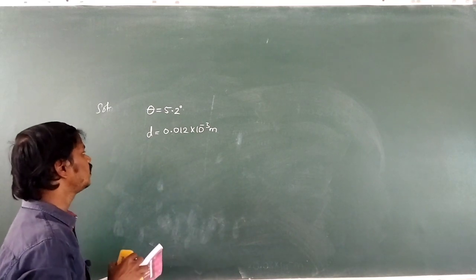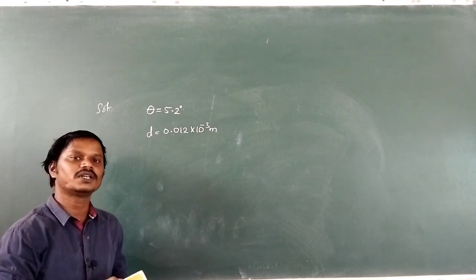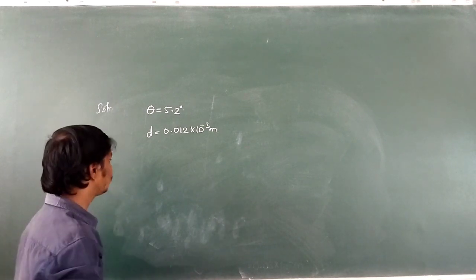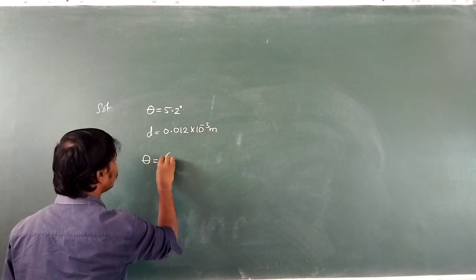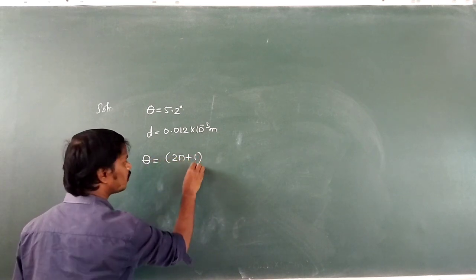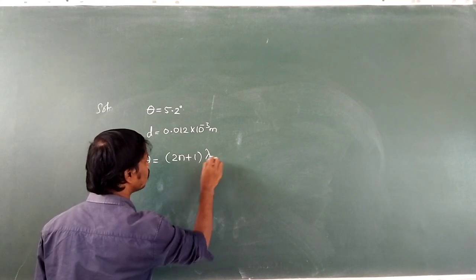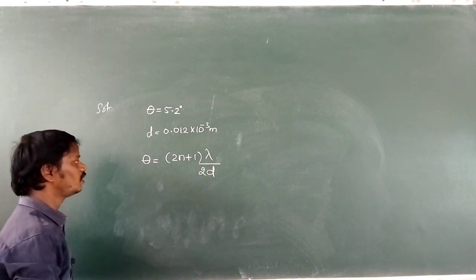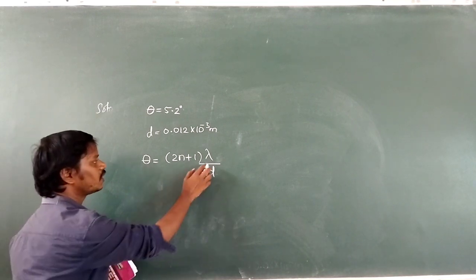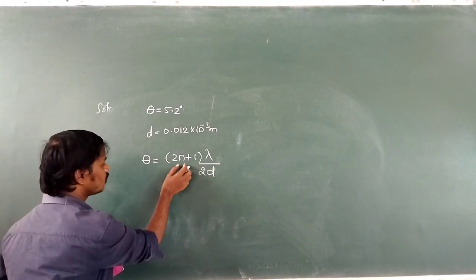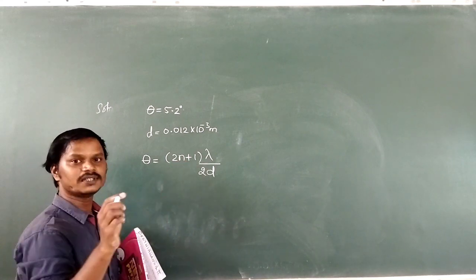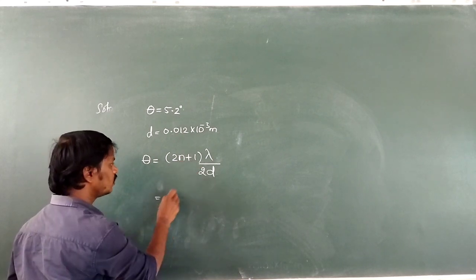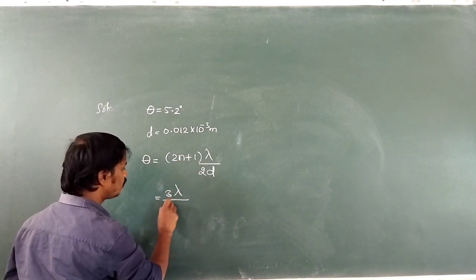So how to find the wavelength of the incident light? What is the formula used to find the angular position of diffraction maxima? That is theta is equal to (2n plus 1) lambda divided by 2d. Our aim is to find lambda. So it is first bright line, first bright line means n is how much? That is 1. Then 2 into 1, 2, 2 plus 1, 3. Then 3 lambda by 2d.